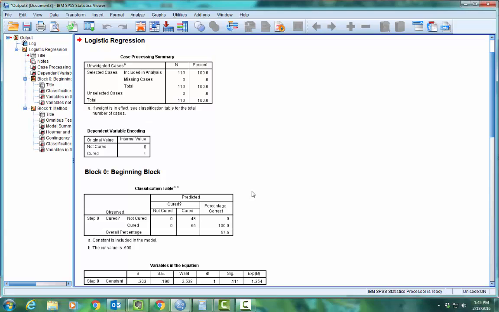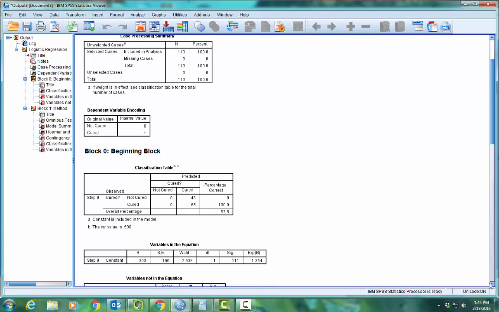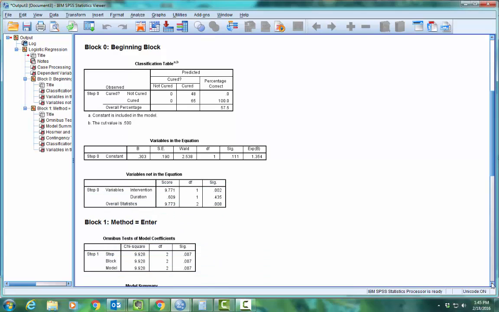Okay, so the first thing that you're going to see is they talk about how many cases we have, and how the dependent variable is coded, 0 or 1, not cured or cured. And then you come to your block 0, which is your beginning block, and this is your baseline. The baseline in logistic regression is where they take whatever occurred more frequently. So if you look here, people being cured occurred more frequently. That's what the baseline does: it predicts that everybody was cured, whatever level occurred more frequently. And you see that when they did that, they were correct 57.5% of the time.